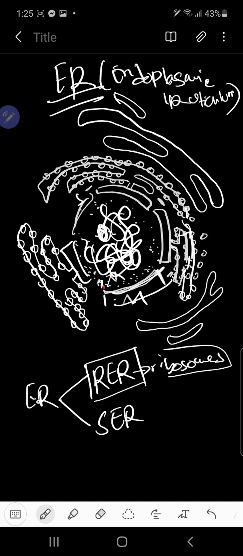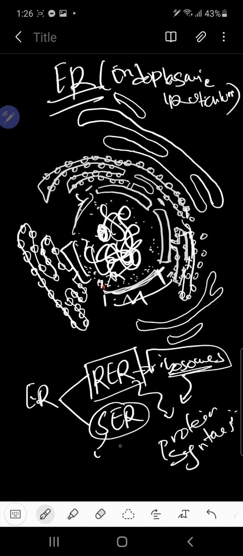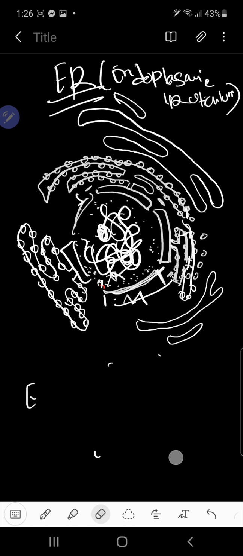The main function of the rough endoplasmic reticulum, since it has ribosomes, is protein synthesis. The smooth endoplasmic reticulum has several kinds of functions. It can make lipids and steroids such as cholesterol, and reproductive hormones such as estrogen and testosterone. We are going to talk about these things in detail. So let's first label the structures in this cell which I've drawn.